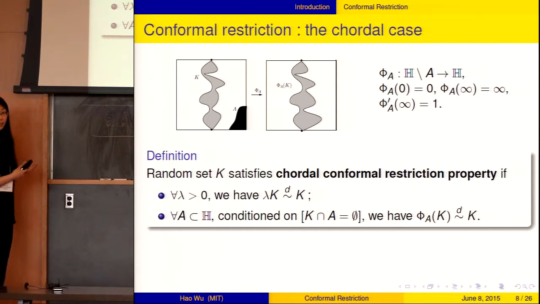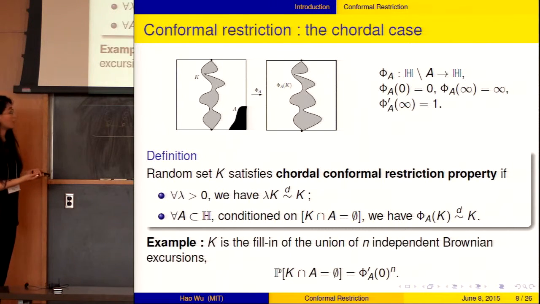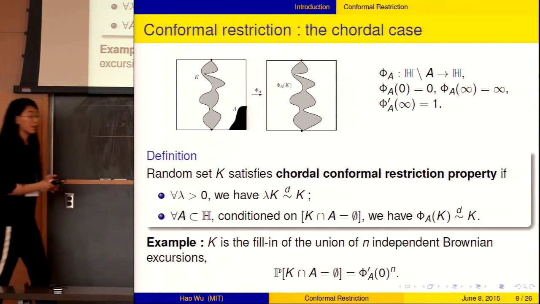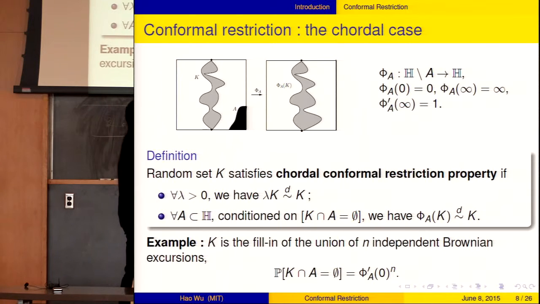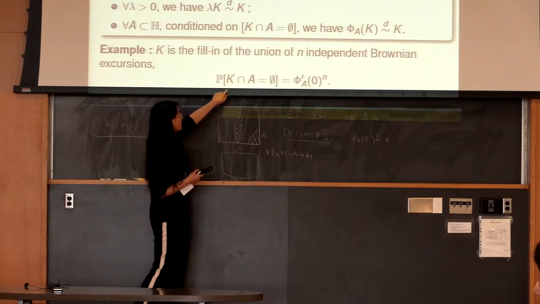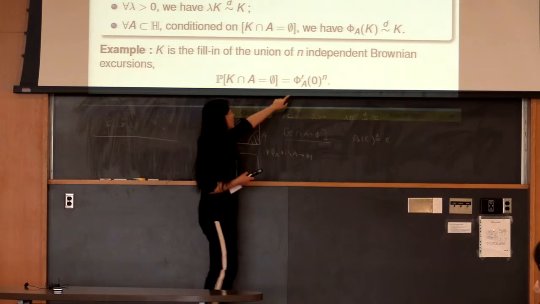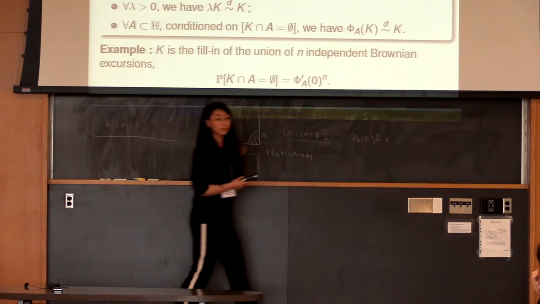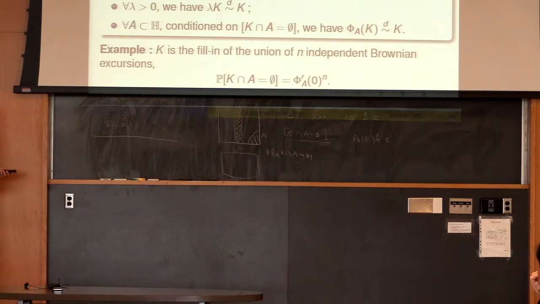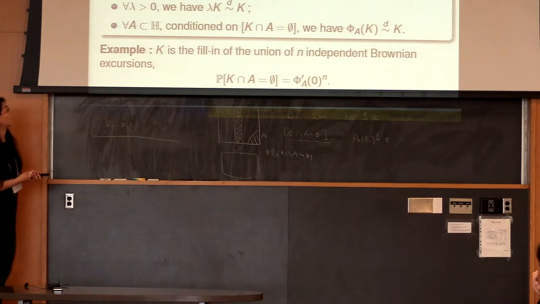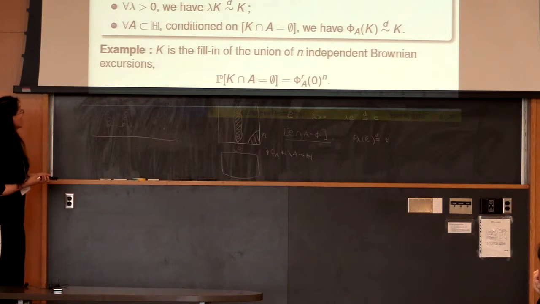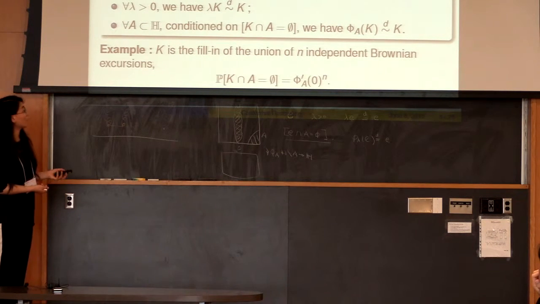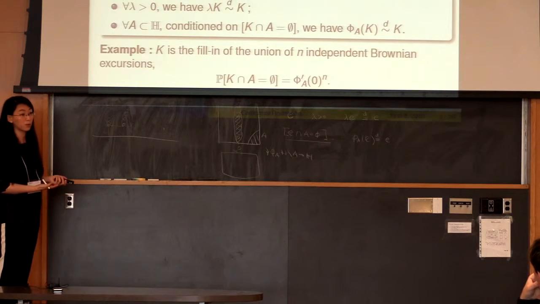Of course, we already know that Brownian excursion has these properties. And the union of n independent Brownian excursions also has these properties. If K is the union of n independent Brownian excursions, we can also calculate the probability that K avoids A: it is phi A prime 0 to the power n. Okay, so this is the definition of the chordal conformal restriction property. And then our question is, what is the whole family of random sets that satisfy the chordal conformal restriction property?